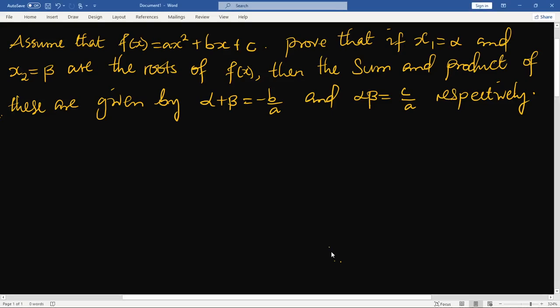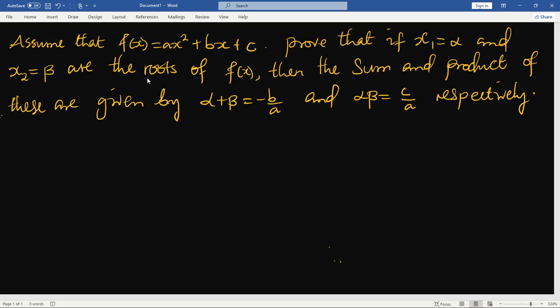Consider this question. Given that f(x) = ax² + bx + c, prove that if x₁ = α and x₂ = β are the roots of f(x), then the sum and product of these are given by α + β = -b/a and αβ = c/a, respectively.